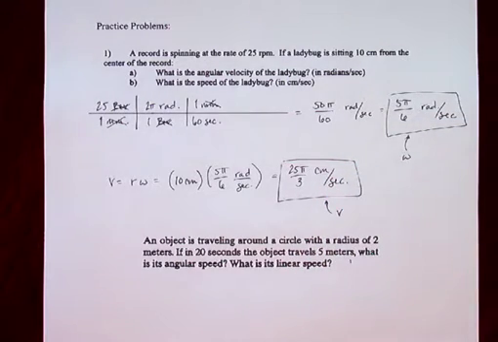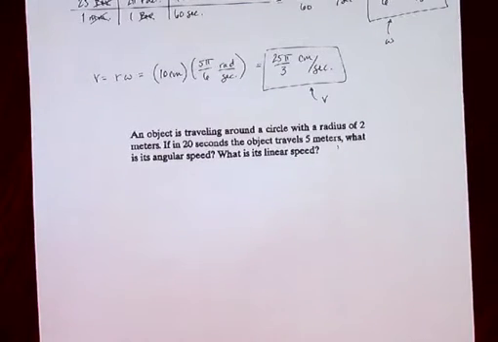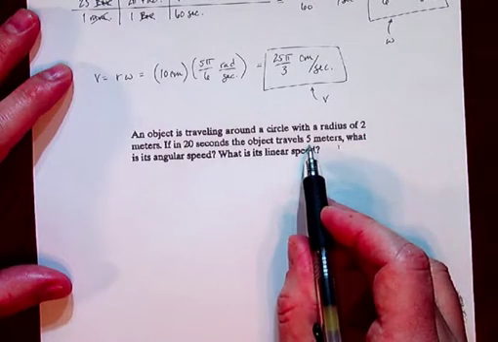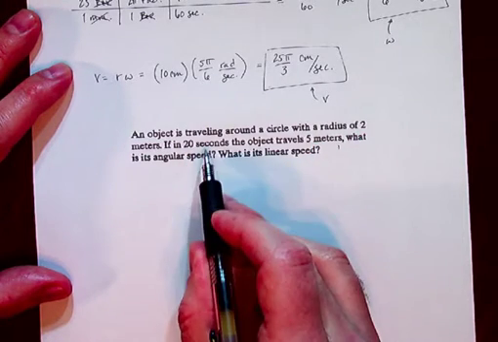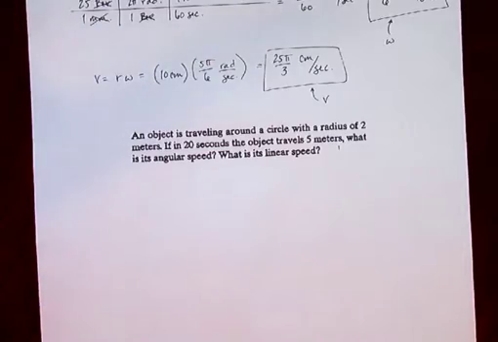The next question is going to do pretty much the same thing. An object is traveling around a circle with a radius of 2 meters. If in 20 seconds the object travels 5 meters, what is its angular speed? Well, it basically gave us arc length, and it gave us time. So arc length over time should give us something, right?